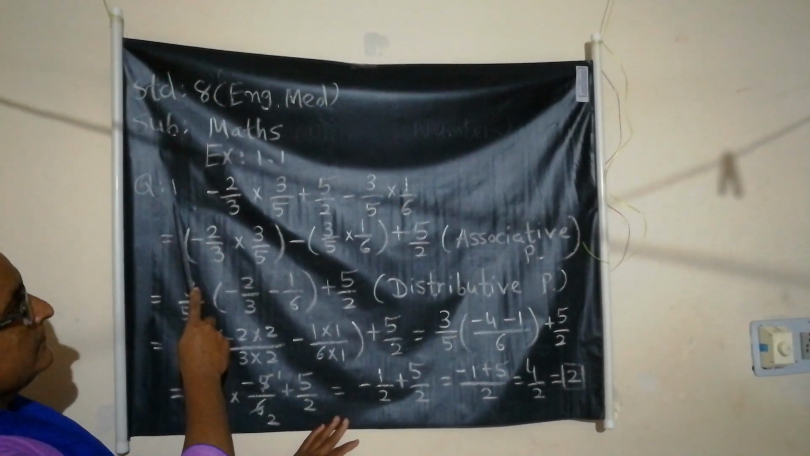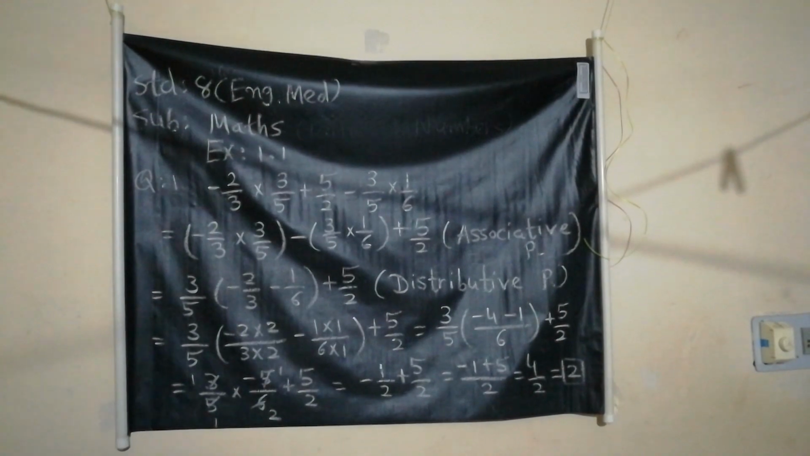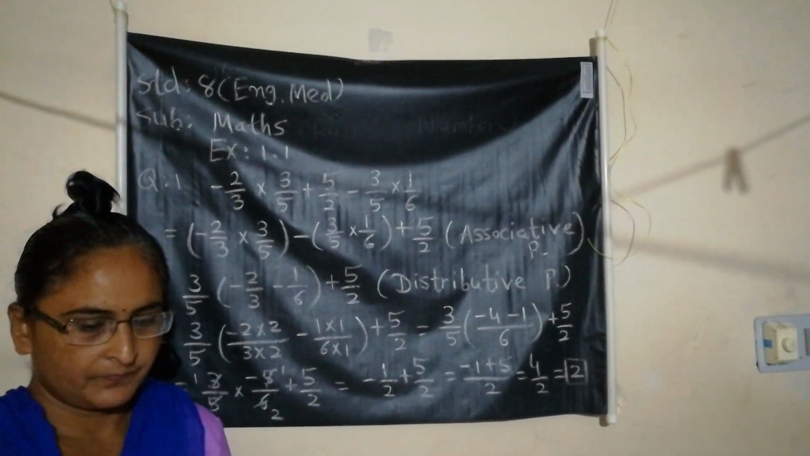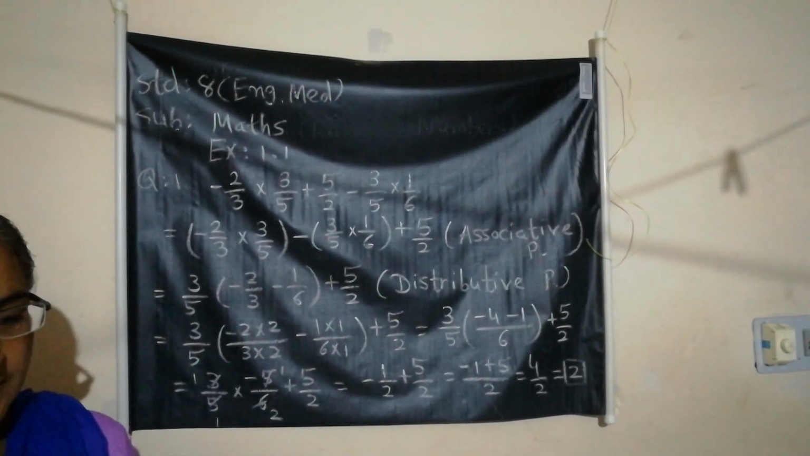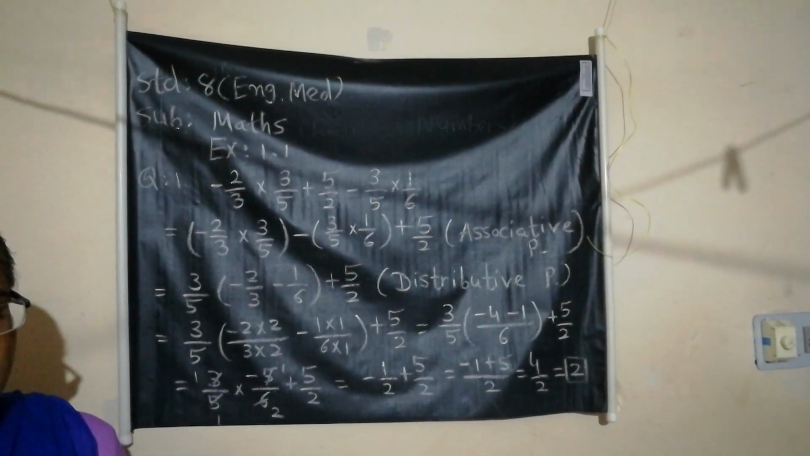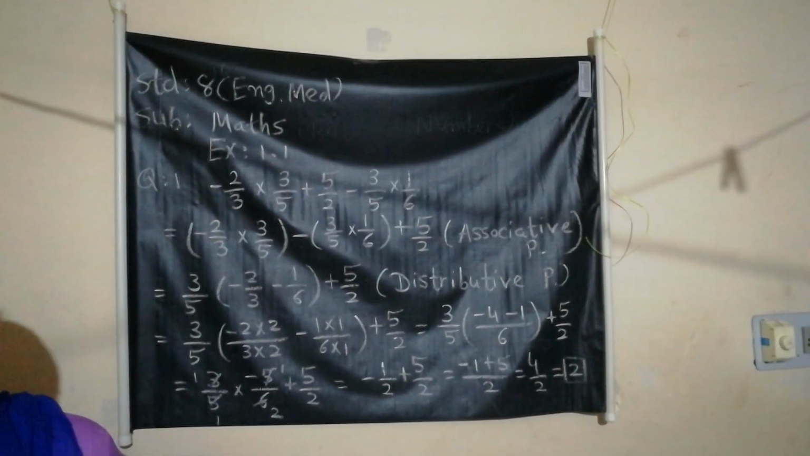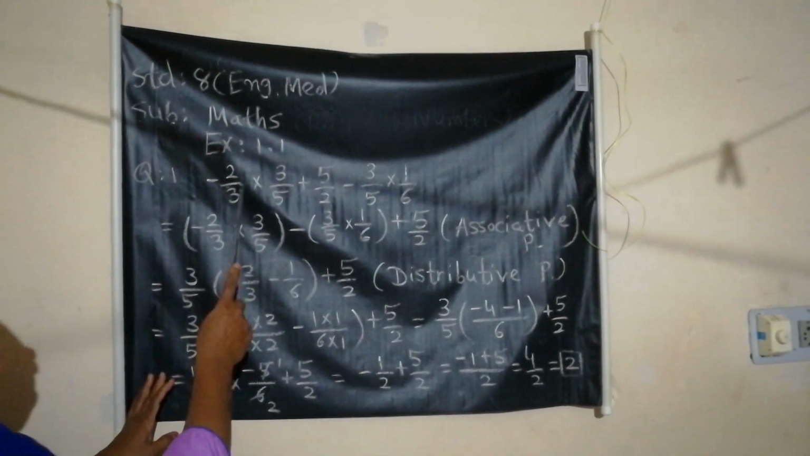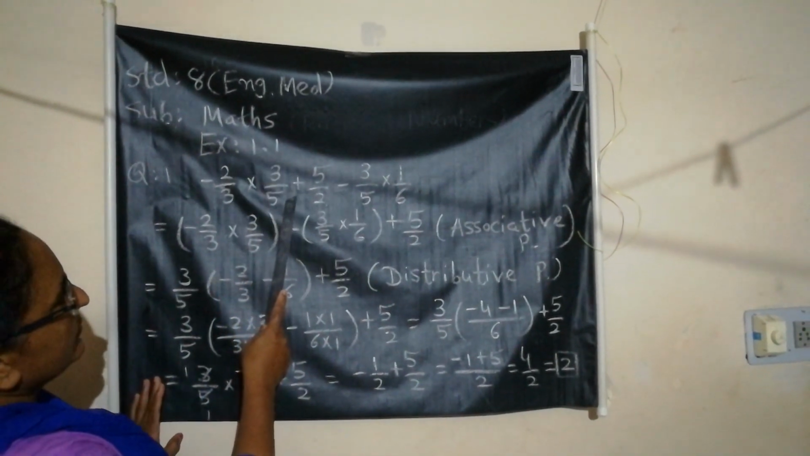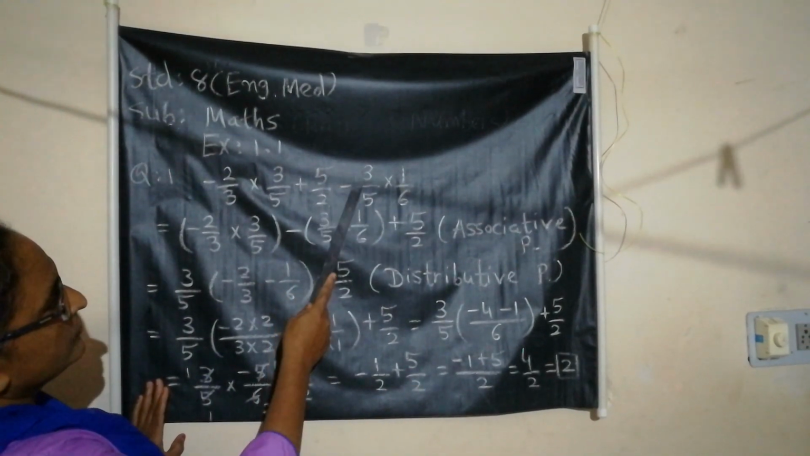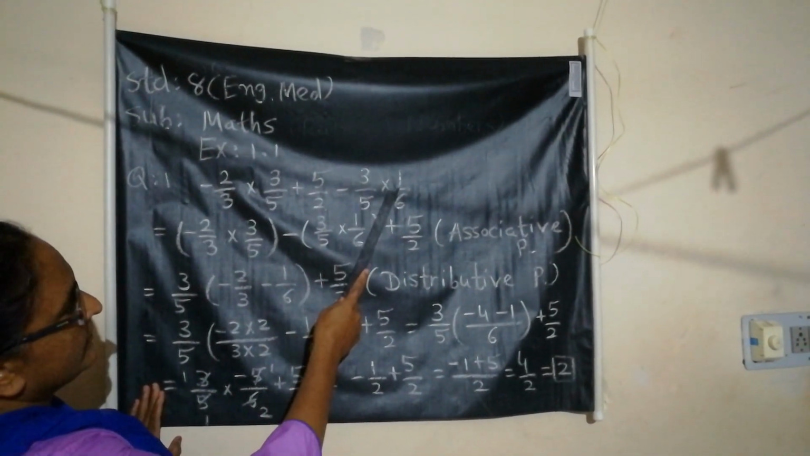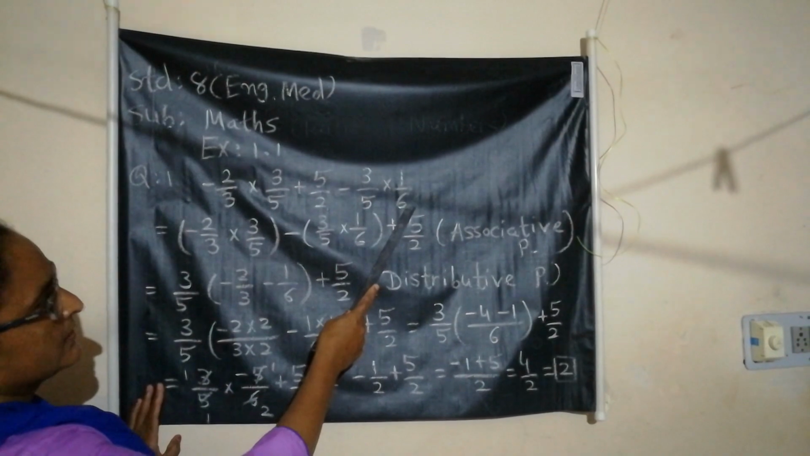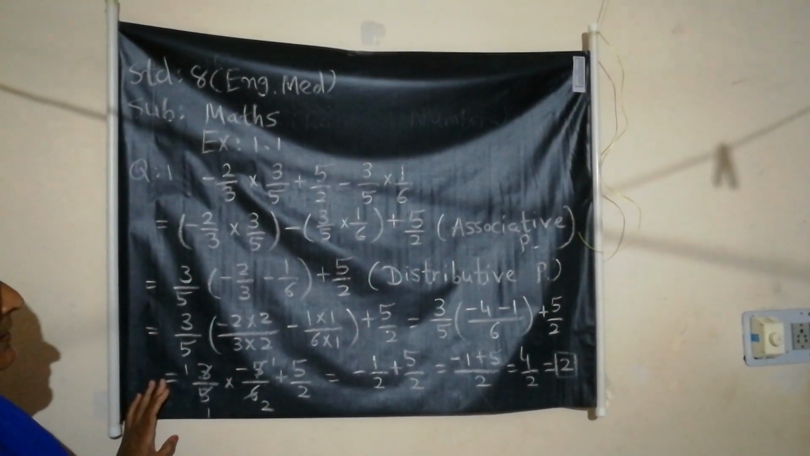Question number 1. Open your book. Question number 1 is: using appropriate properties, find. First question: negative 2 upon 3 multiplied by 3 upon 5 plus 5 upon 2 minus 3 upon 5 into 1 upon 6. We have to use the properties.